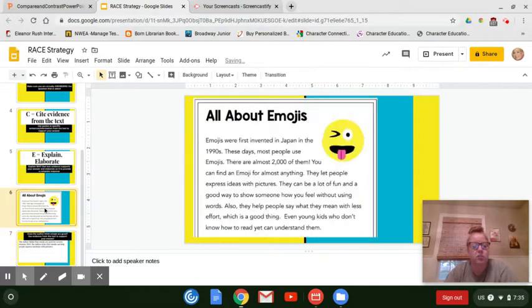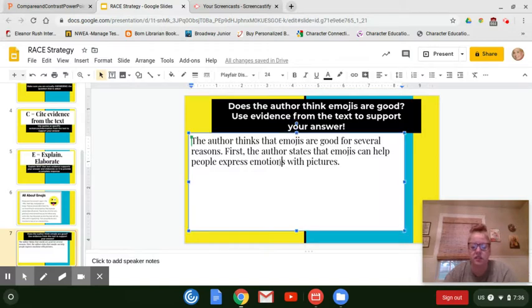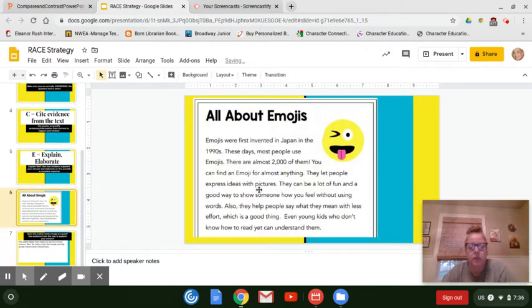Let me go back to my story. Oops, I mean express ideas with pictures. So I want to change that. And see, I'm double checking my work as I go to make sure that I am using the correct words from the text. They can be a lot of fun and a good way to show someone how you feel without using words. So I think that is another positive or good thing that the author is giving about emojis.